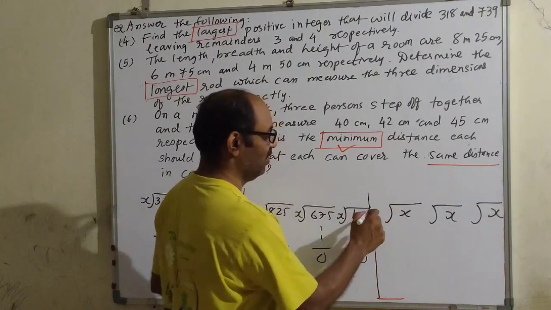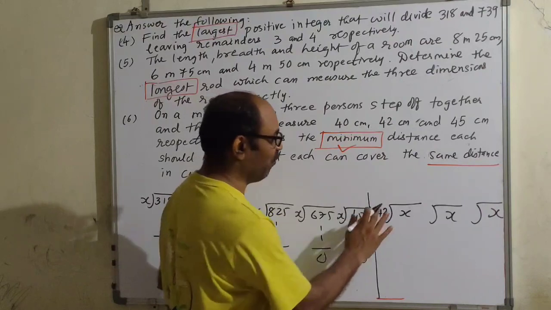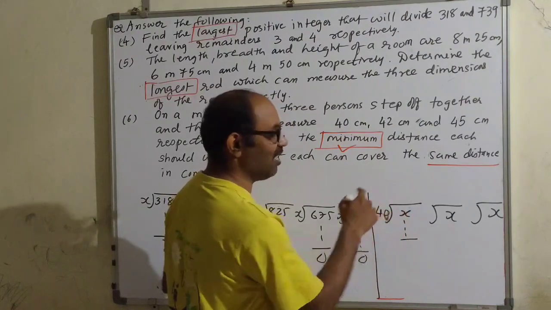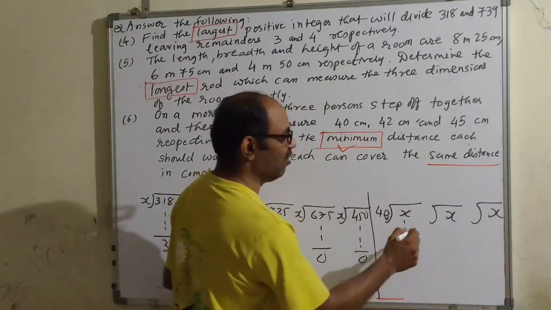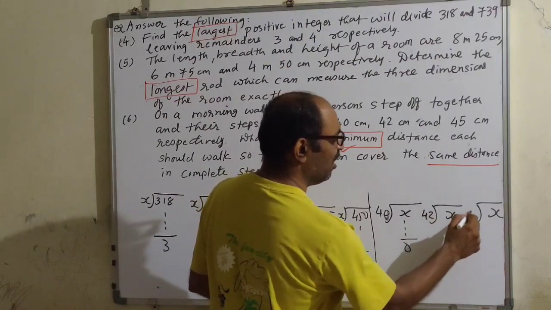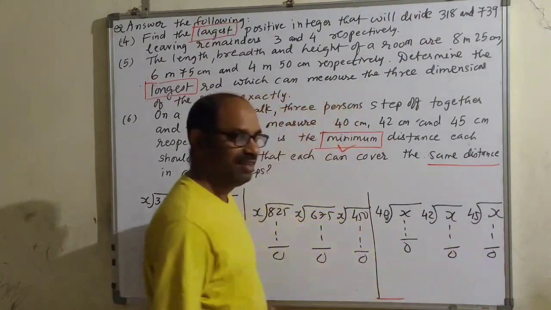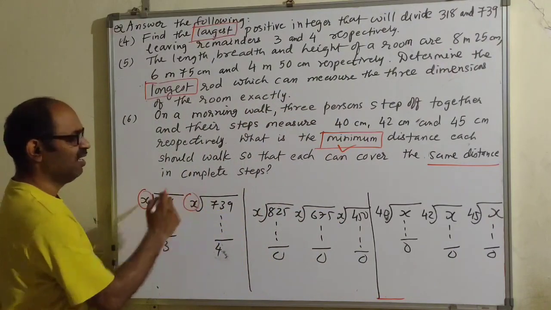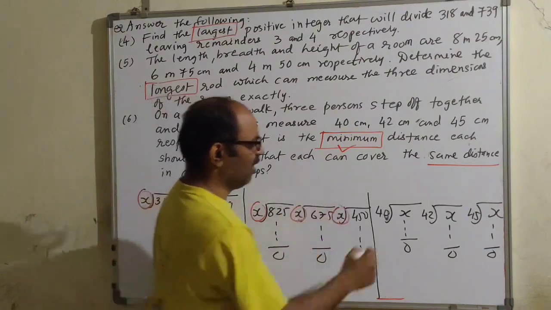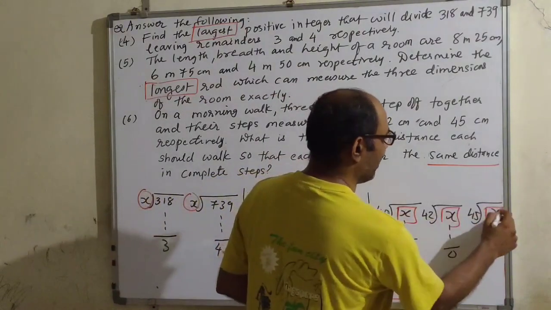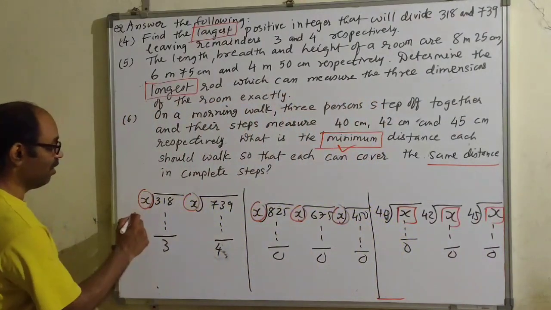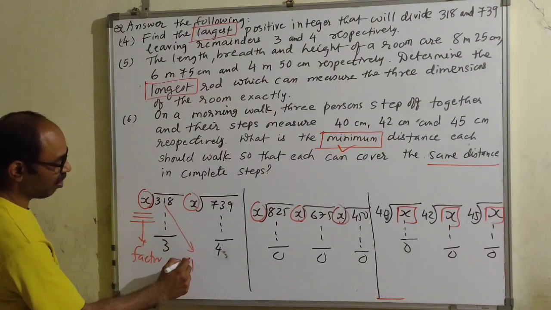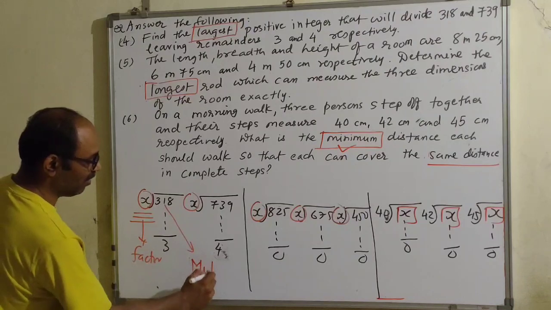And minimum distance. First one step is 40, so that means 40 is a factor of X, or X is a multiple of 40, remainder would be 0. Divide by 42, remainder would be 0. Divide by 45, remainder would be 0. Children, please watch out. What is same here? X. What is same here? X. What is same here? X. Correct? Now you should remember, this divisor is always a factor and this dividend is always a multiple.